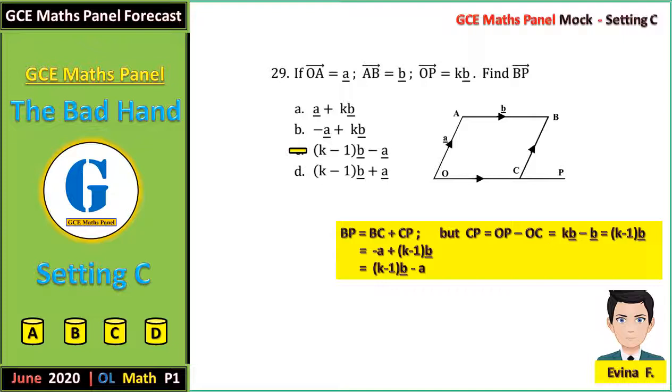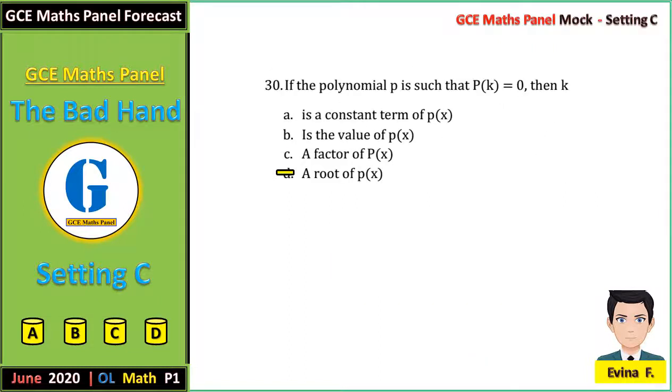And when you factorize that, you have k minus 1 times b. Now, including the minus a to give us minus a plus k minus 1 times b. And we can swap their position so that it resembles what has been asked in the question. And we have C as the alternative here as the correct value.